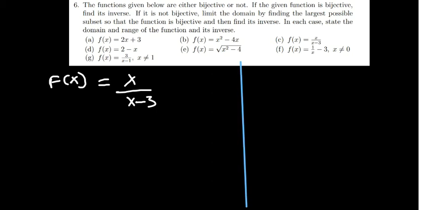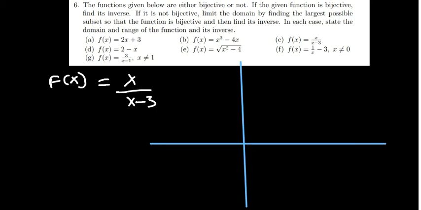We are now on the third question. f(x) is equal to x over x minus 3. So the best way of approaching this question would be to sketch it. Okay? We need to sketch this simple rational function that we have.